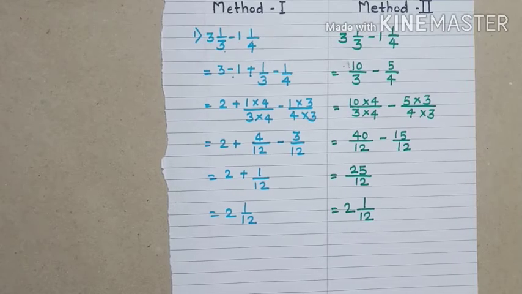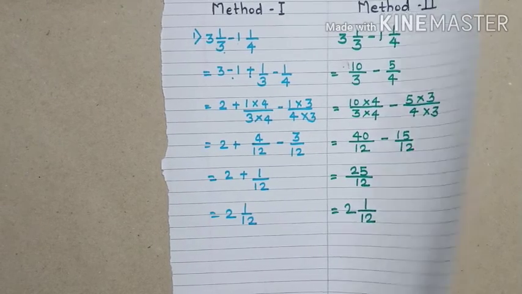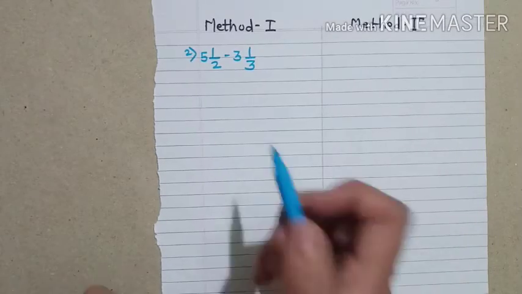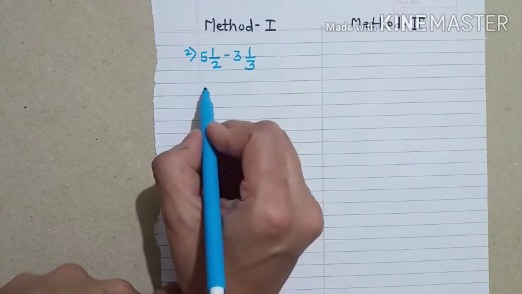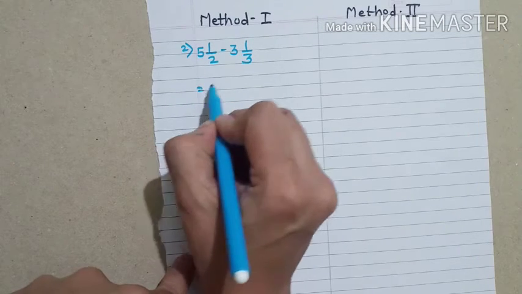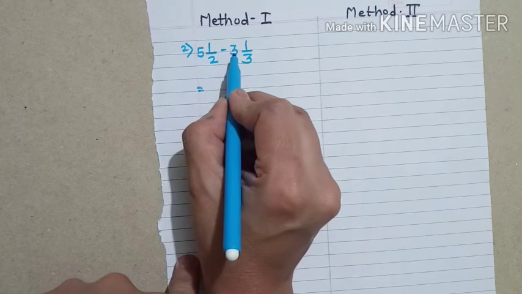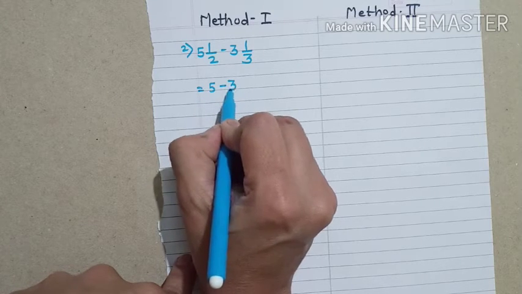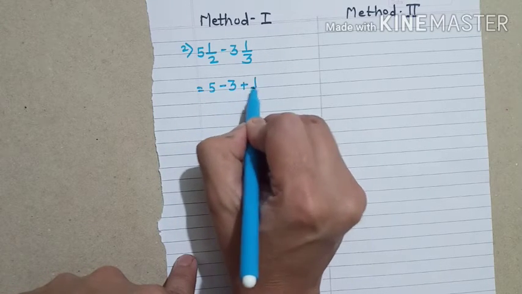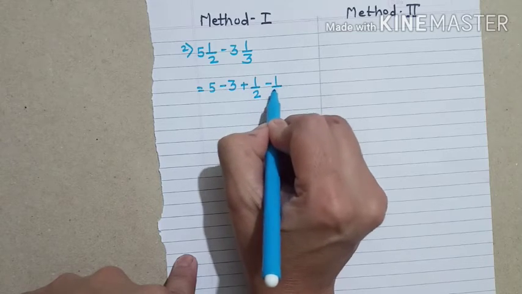Now let's do one more subtraction. This is an example. 5 integer 1 upon 2 minus 3 integer 1 upon 3. Here first subtract this natural number from this natural number. So 5 minus 3 plus 1 upon 2 minus 1 upon 3.